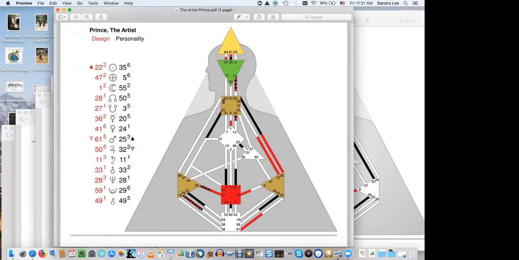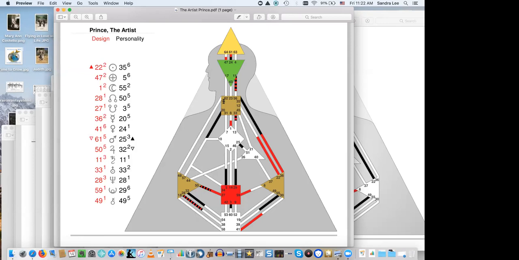These people are going to be good at a lot of different things. But another thing about the gate 35 is that it can get bored sometimes with doing the same thing. They want to be doing different things, trying different things, okay? And in this case, the gate 35 is also connected to the gate 36 in Prince's chart. So this is energy for experimenting, for trying things. People with the gate 35 are going to be good at a lot of different things, and get tired of doing the same thing all the time.